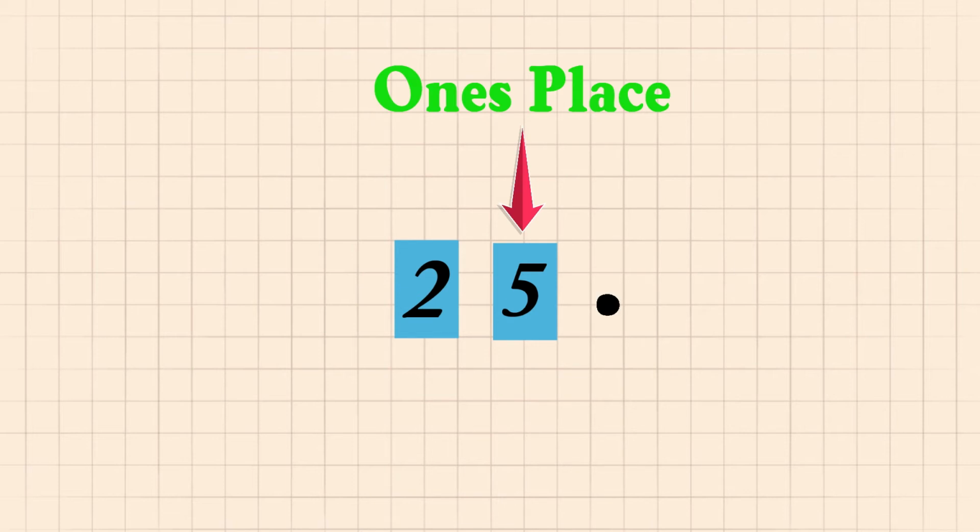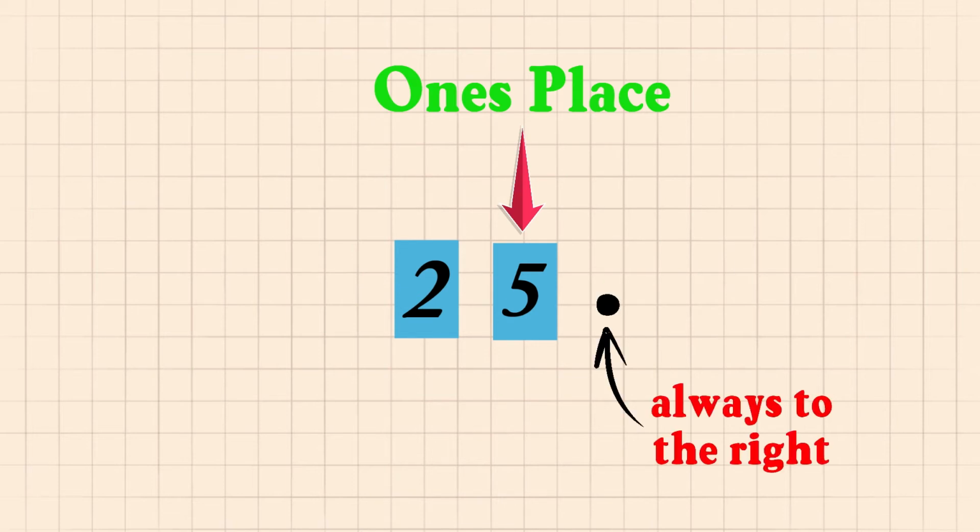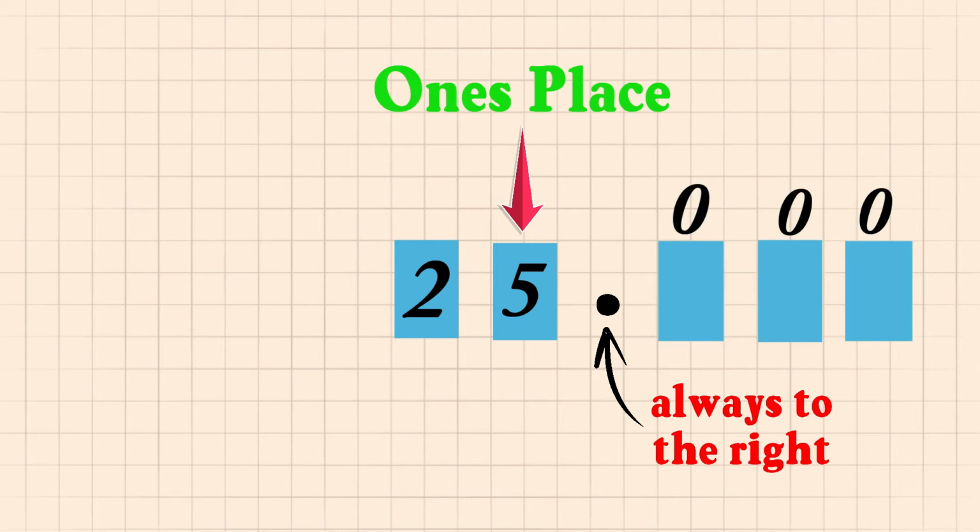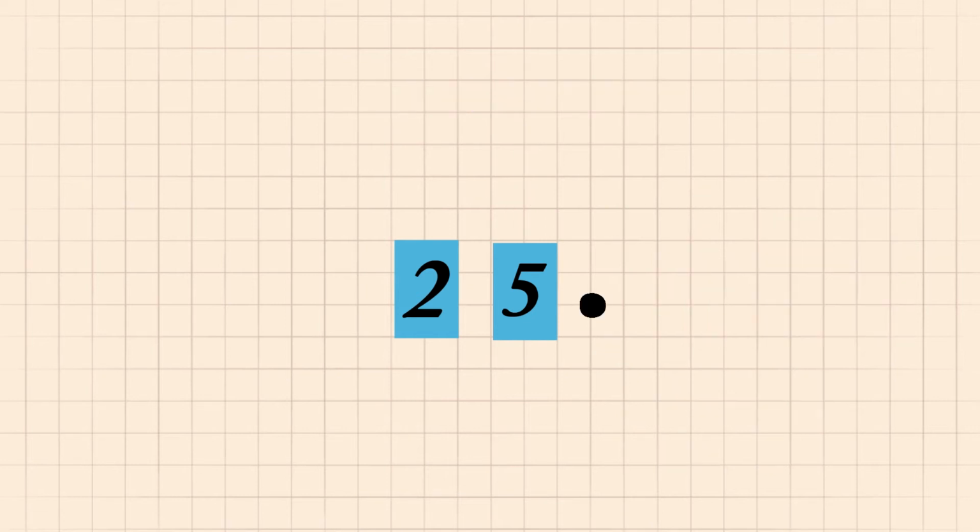You don't always see a decimal point when we don't have any decimal place values, like in the whole number 25. We know that the decimal is always placed to the right of the ones place, but we don't need to write it if there is no decimal place value. But if we have a decimal number, we use the decimal.